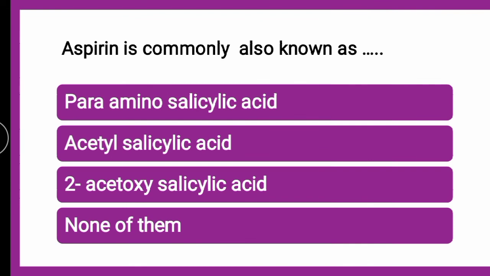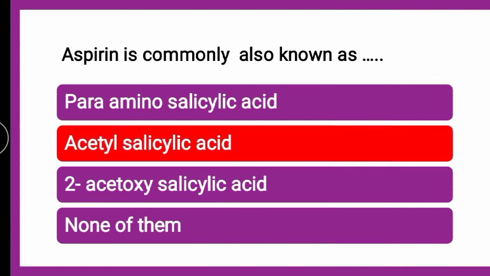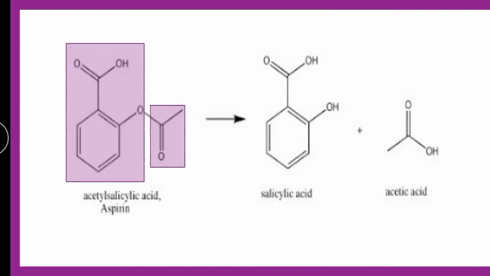Next question is, aspirin is commonly also known as dash, whether it is para-amino salicylic acid, acetyl salicylic acid, 2-acetoxysalicylic acid, or none of them. The correct answer is it is acetyl salicylic acid. Aspirin is commonly known by the name acetyl salicylic acid. Now why is it so? Why is it acetyl salicylic acid? Because if you look into the structure where I have highlighted, this is salicylic acid and this is the acetyl group. COCH3 is nothing but the acetyl group.